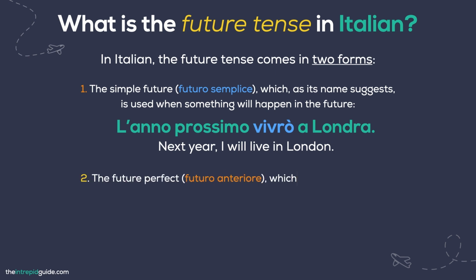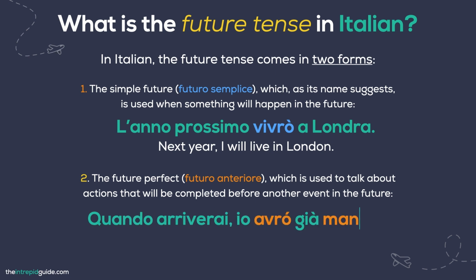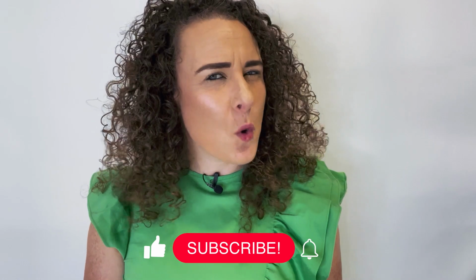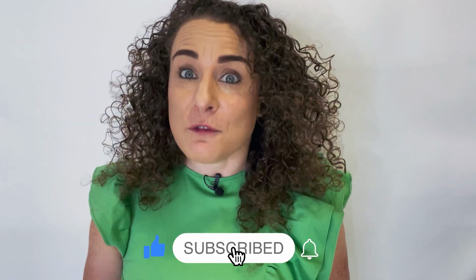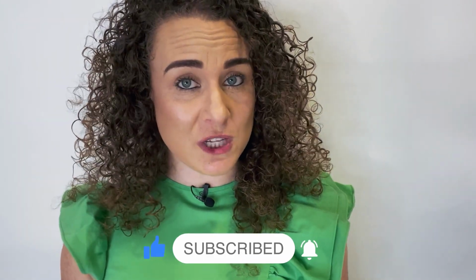There's also the future perfect, Futuro Anteriore, which is used to talk about actions that will be completed before another event in the future. For example, Quando arriverai, io avrò già mangiato. When you arrive, I will have already eaten. The Italian future tense is quite simple to learn, and you will use it frequently in everyday speech. It's not limited to talking about the future. It also expresses orders, guesses, and personal views and more.